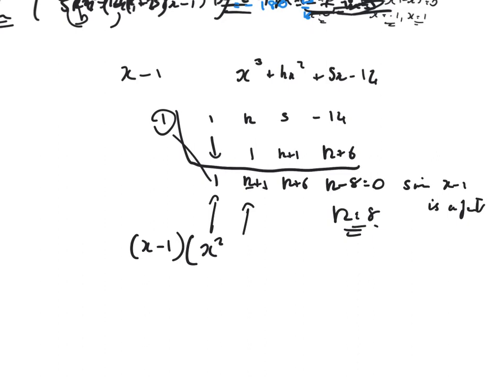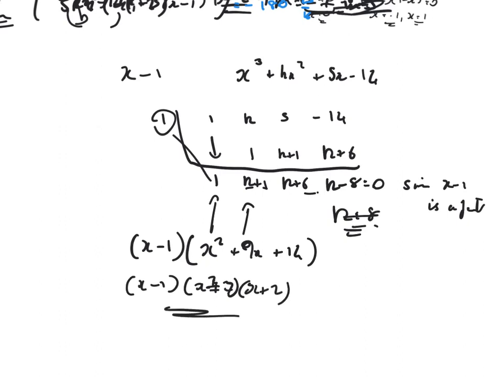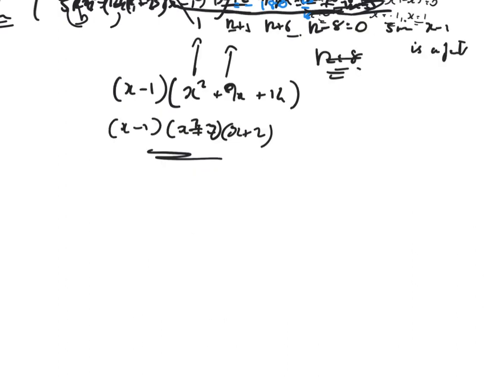K is 8, so k plus 1 must be 9, so that's 9x. K is 8, so k plus 6 must be 14, and that's x plus 7, bracket x plus 2. Final answer: x minus 1, bracket, x plus 7, bracket, x plus 2. Okay, small one marker to finish.